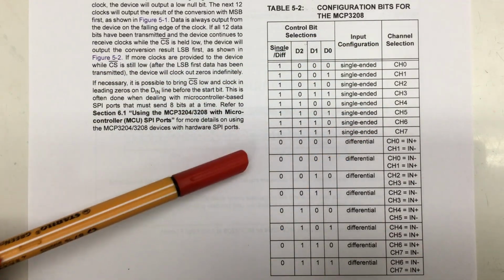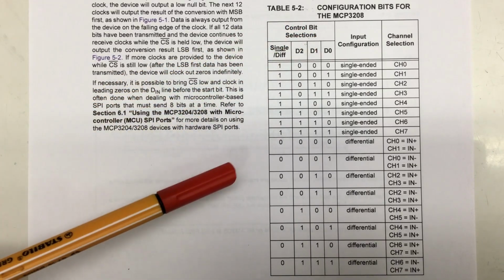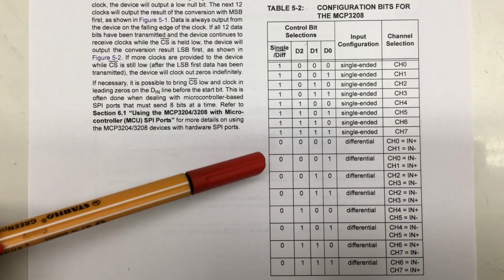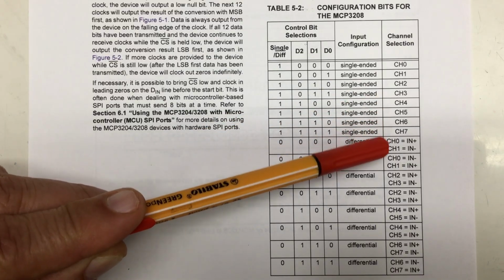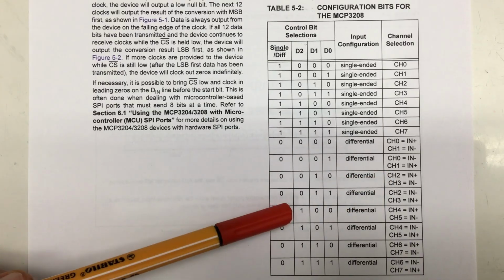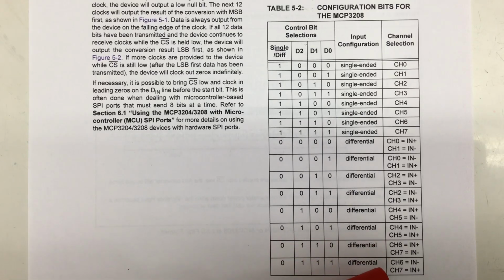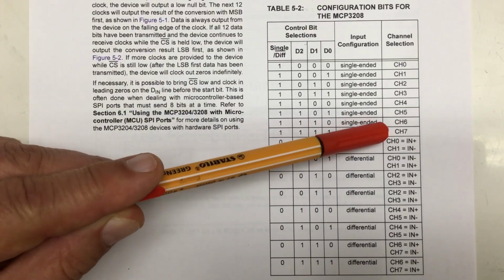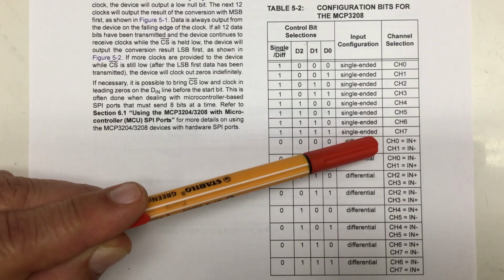For the differential measurements, it's a little bit more complicated. There the bits D2 and D1 determine which pair of inputs you are using for the differential measurement. 0, 0 means you are using channel 0 and 1. 0, 1 means channel 2 and 3. 1, 0, 4 and 5, and 1, 1 finally 6 and 7. And the bit D0 determines which of the channels is the in minus and which is the in plus input.